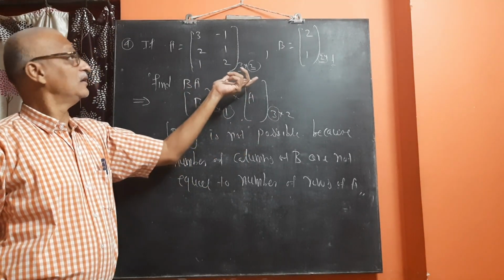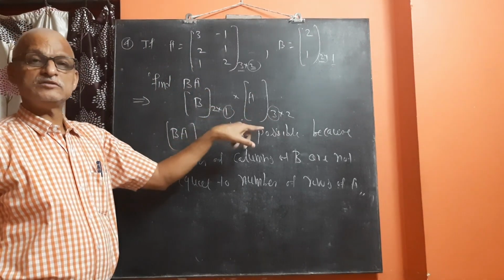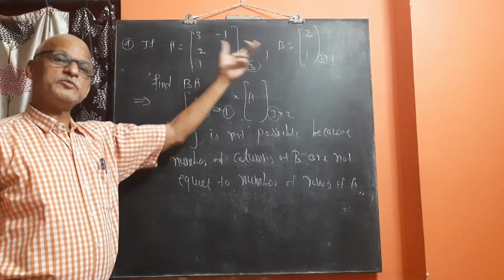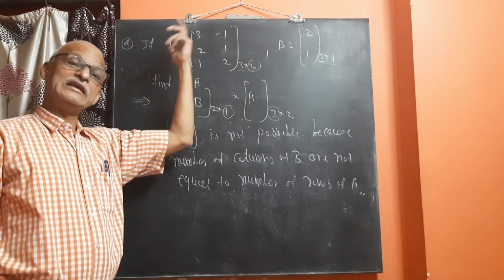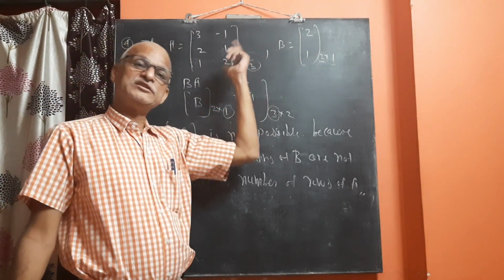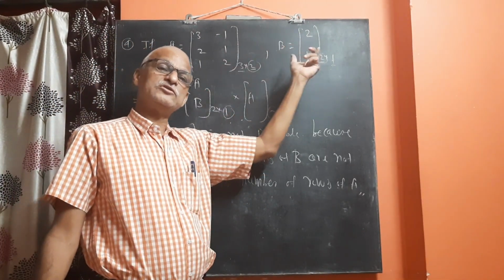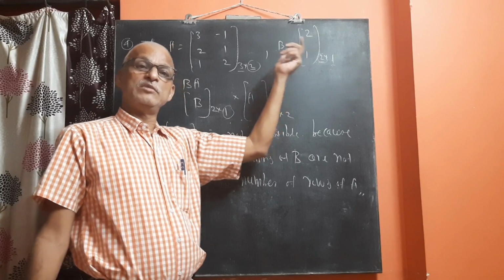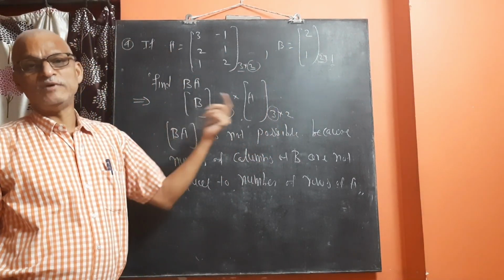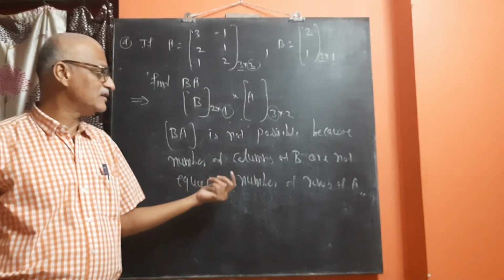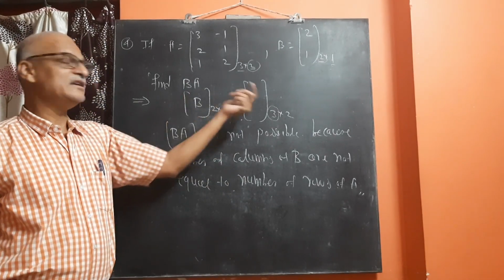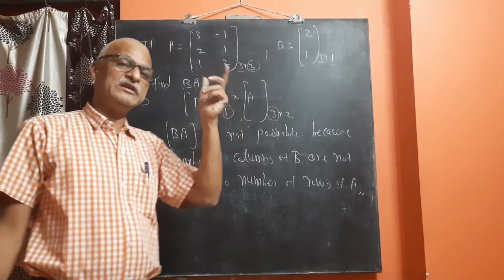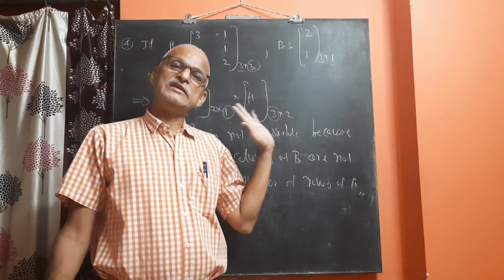We have seen that in the third example, AB was possible because in AB the condition of number of columns being equal to number of rows was satisfied. But in BA the condition fails. Since the condition failed, the product BA is not possible. AB is possible but BA is not possible. So that's enough for today.